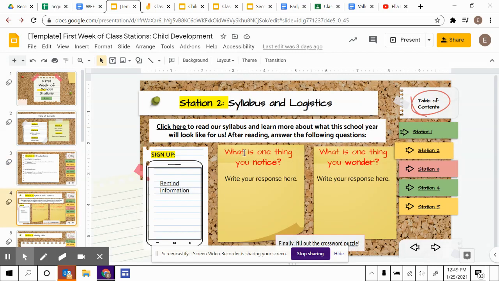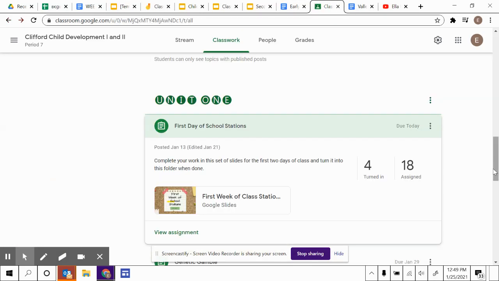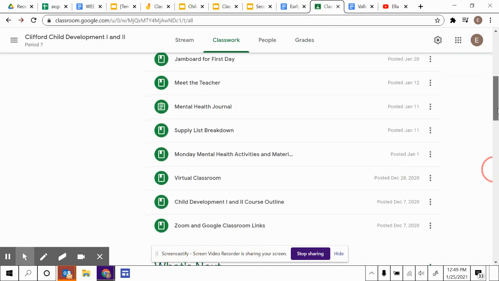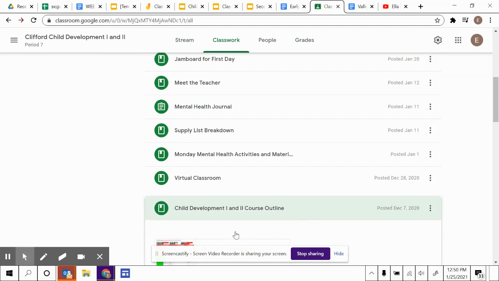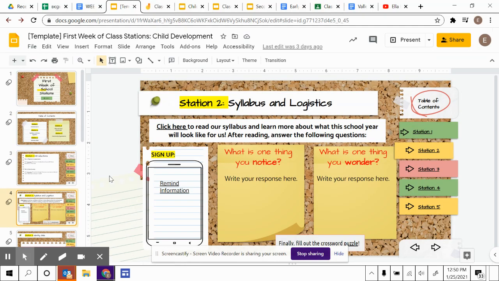Station 2 requires you to look over your syllabus and list one thing you notice and one thing you wonder about. If your link doesn't work here, I posted the syllabus under what I need for class today. It's right here, Child Development 1 and 2 course outline. So you can just look that over and complete station number 2. Don't worry about the crossword puzzle. That's something we did in class, and you do not have to turn that in.